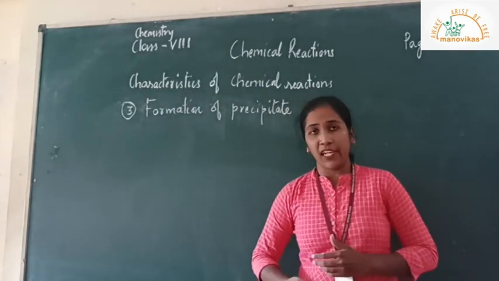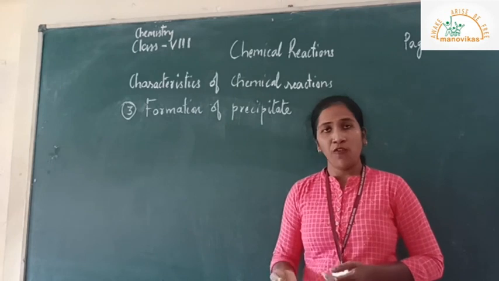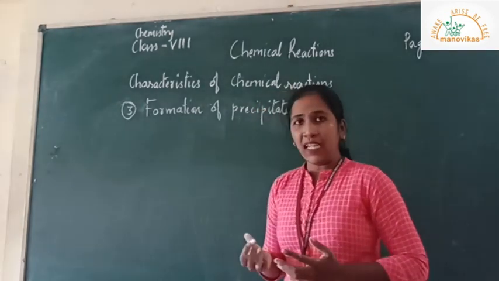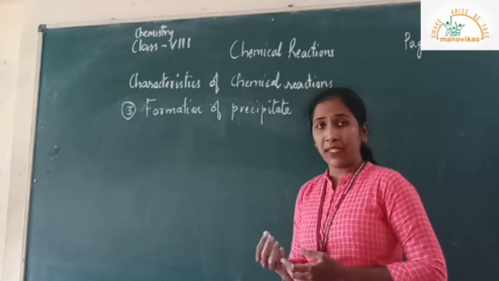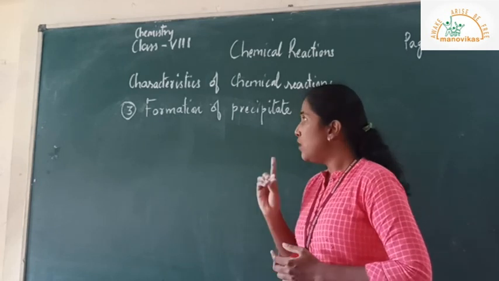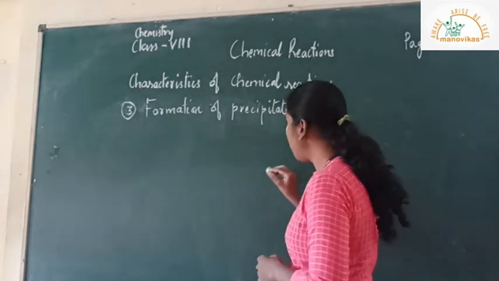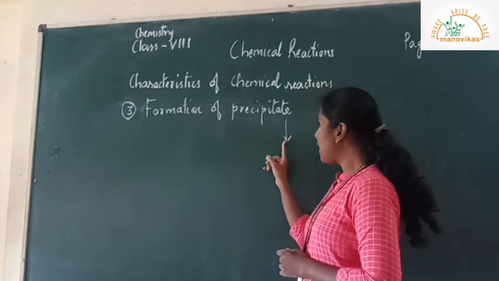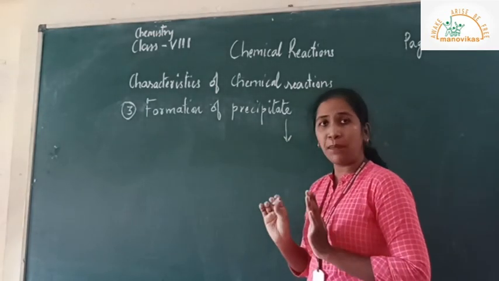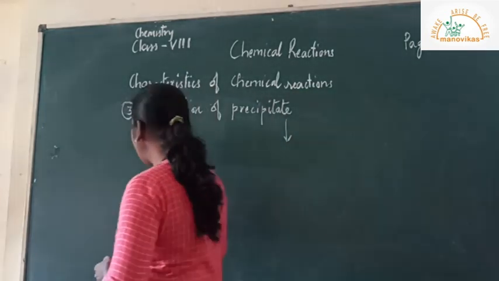In certain chemical reactions, a precipitate is formed. Basically, a precipitate is an insoluble solid that is formed during the chemical reaction. So remember, when the precipitate is formed, it is always denoted by the downward arrow. This downward arrow indicates that the precipitate is formed. So let's take an example.